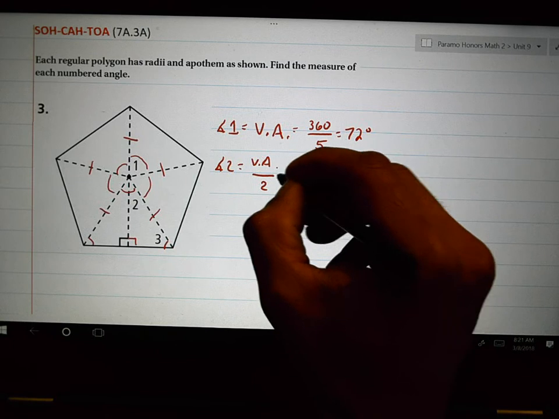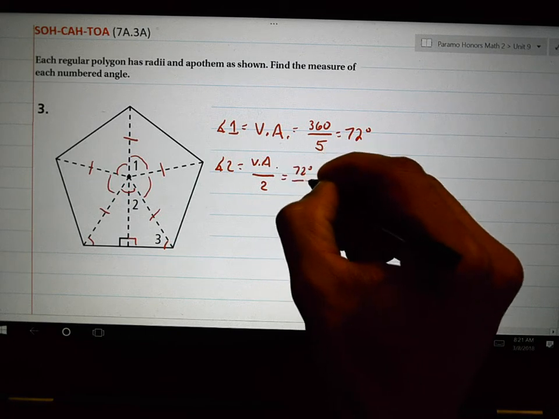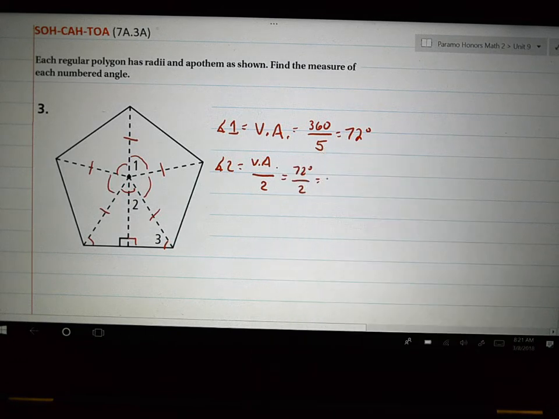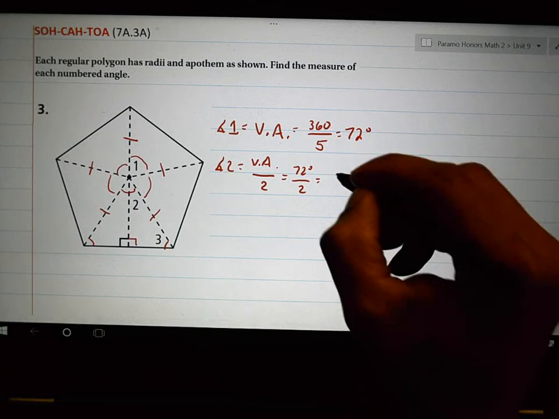So what I'm going to do is take 72 degrees and cut it directly in half, and I think most of you know what the answer is for angle 2. Angle 2 is how many degrees? 36 degrees. Good job.